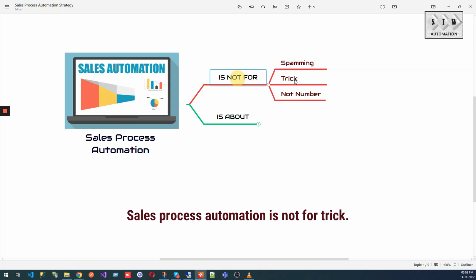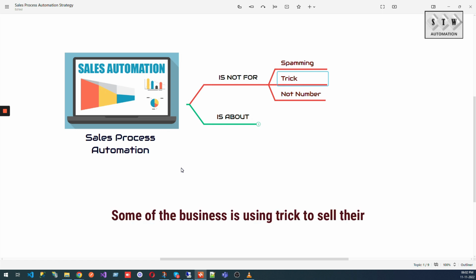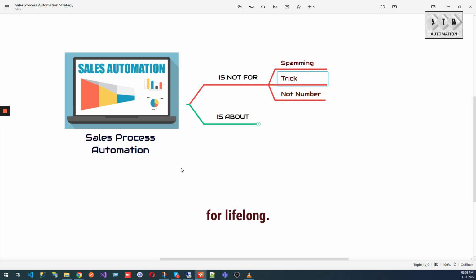Sales process automation is not for tricks. Some businesses use tricks to sell their products and services. How many of you have used a page where after some time a pop-up comes? You click a button and it takes you to another page, and there you can see some products and services listed, and they are just trying to sell that. This is how some businesses try to sell their products and services. It will work for a shorter time, but it will not work for a longer time. And business is something you intend to do for a lifetime. How many of you agree with me?